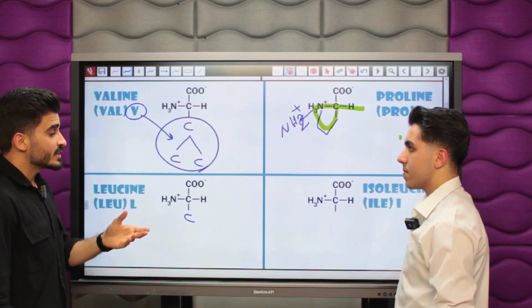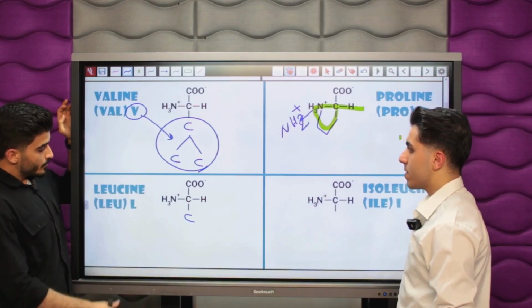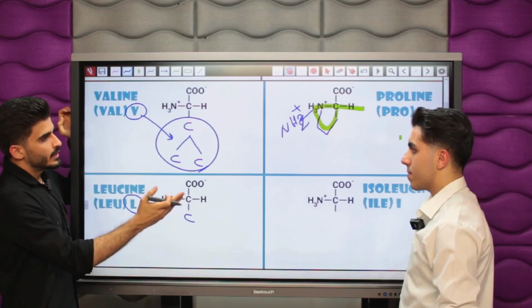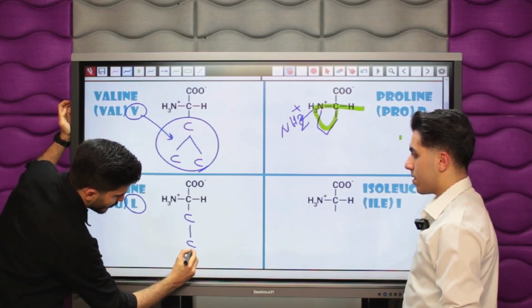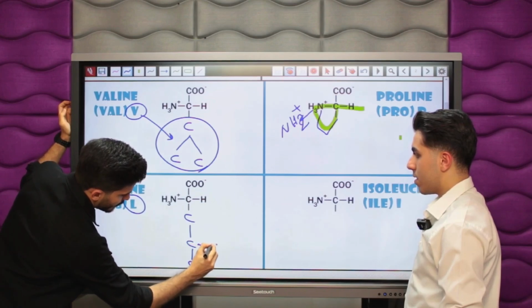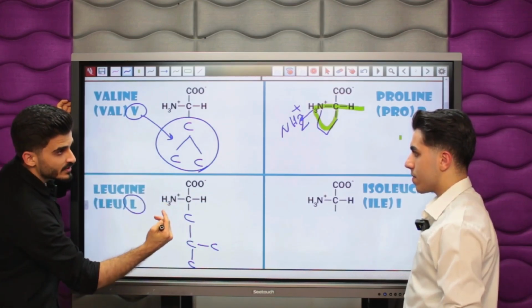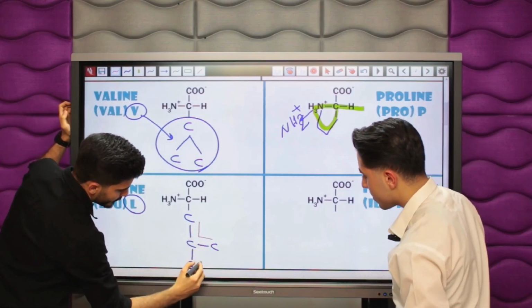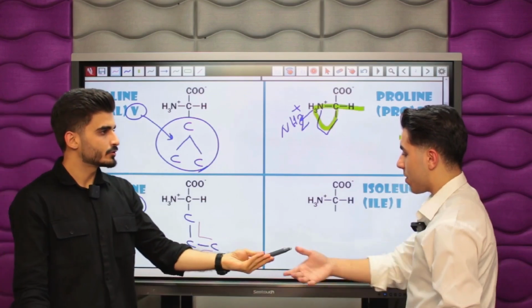I should mention that the word leucine starts with L. So, draw it in a way that the L is read from both sides. Focus. L.